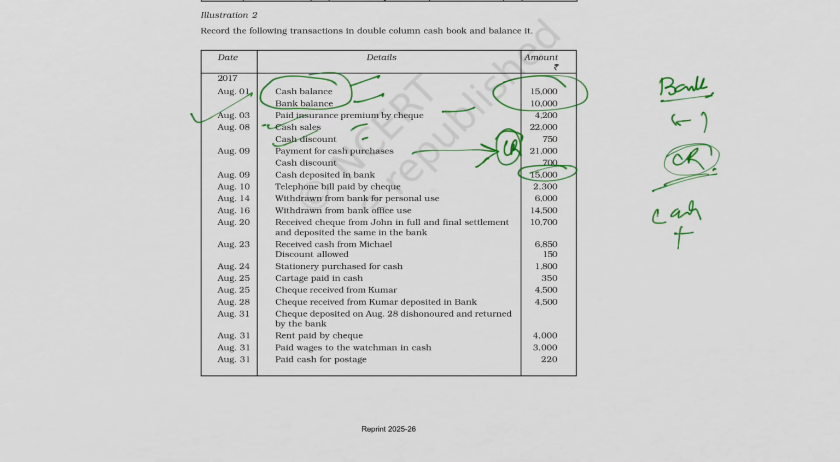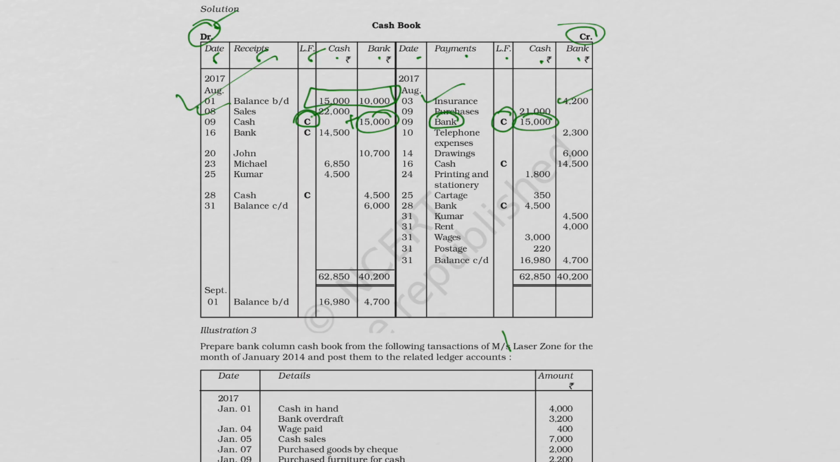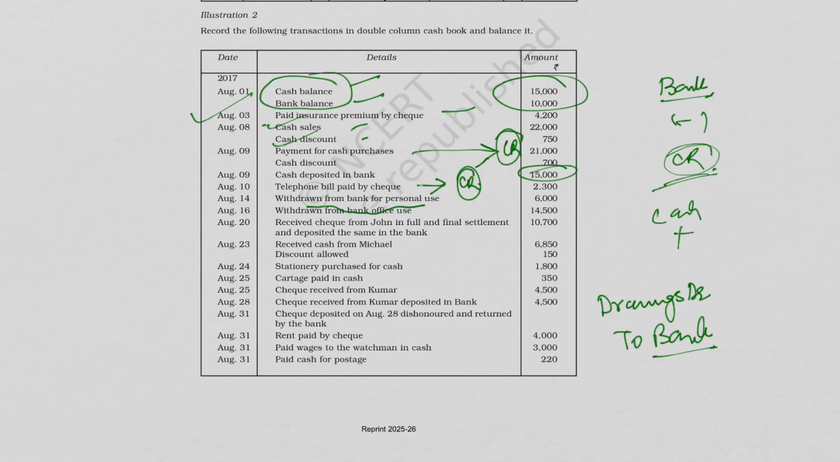Then we have telephone bill paid by check. This is easy. Telephone bill is an expense. So whenever bank balance is reducing, to telephone we'll write telephone expense. Bank on the credit side will show. Withdrawn from bank for personal use. When we are withdrawing for personal use, drawings will be debited to bank. Bank is credited because the asset is reducing. So on the credit side, we'll write to drawings 6,000.